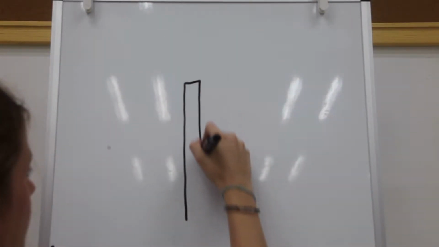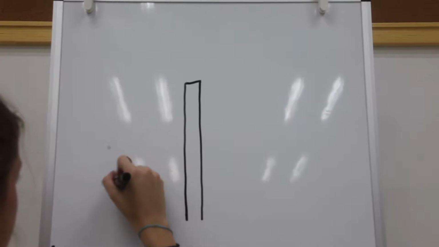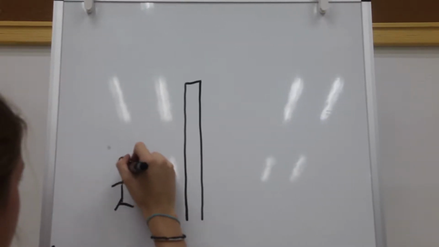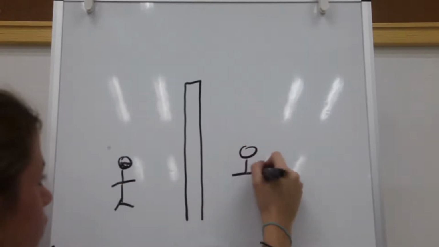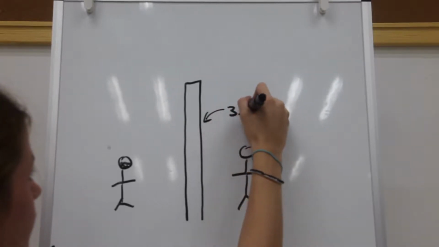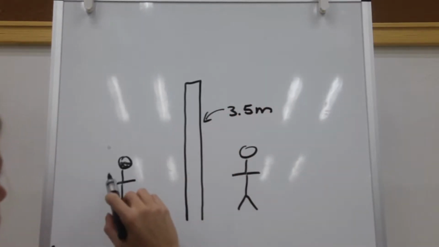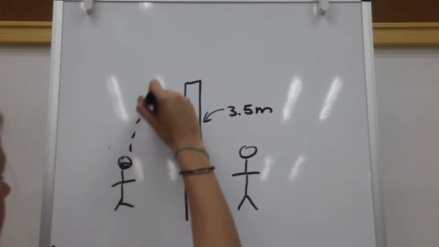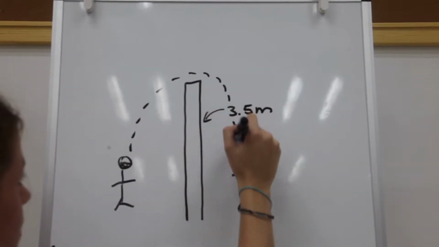So this is the wall that I'm standing in front of. This is me. And that is my partner. And I know that wall is 3.5 meters tall. Don't ask me why. And I want to throw the bag over, so here is my parabola.